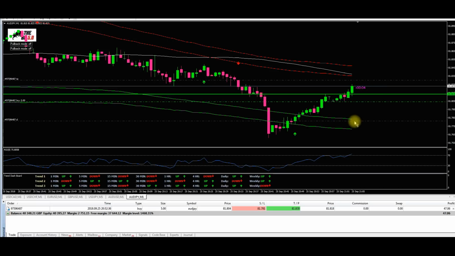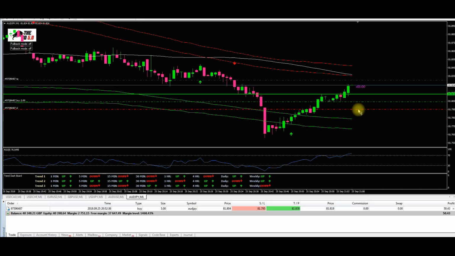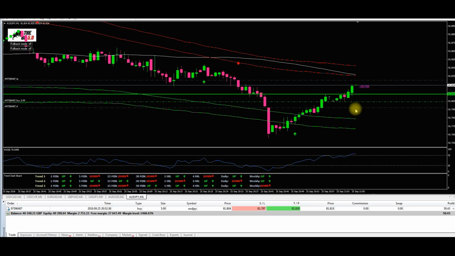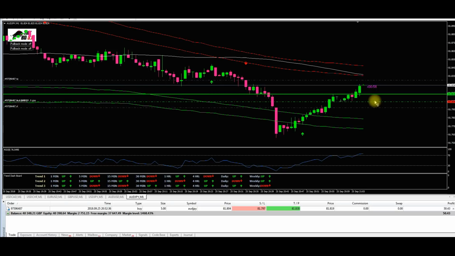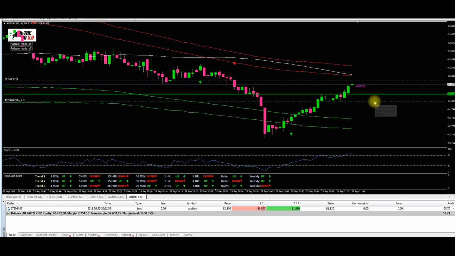And see what I'm doing now. Look, I'm going to bring my stop loss above. Right, here we go. So I'm going to bring my stop loss now above the entry point. Yep, it's above the entry point.